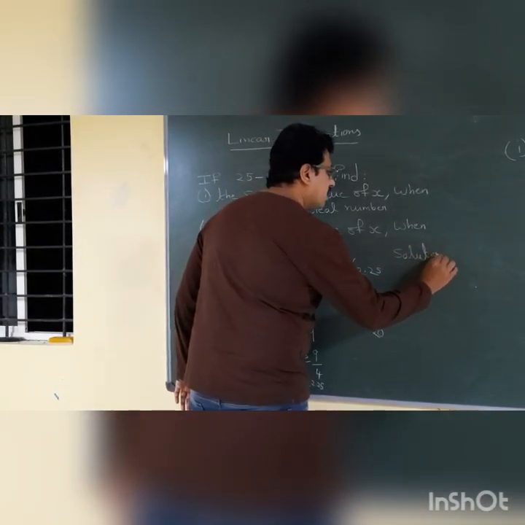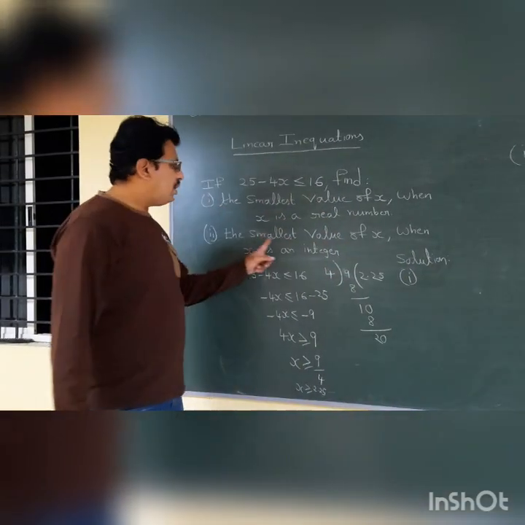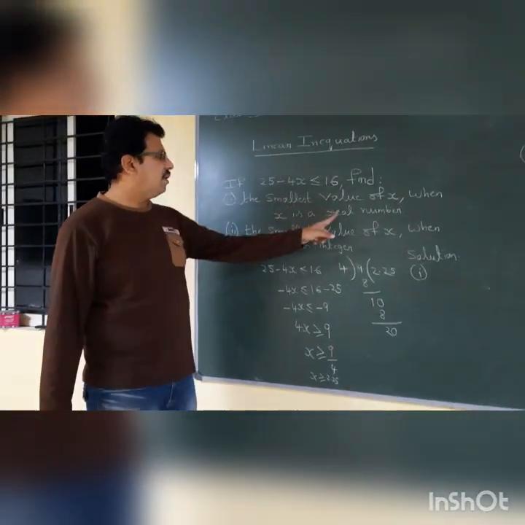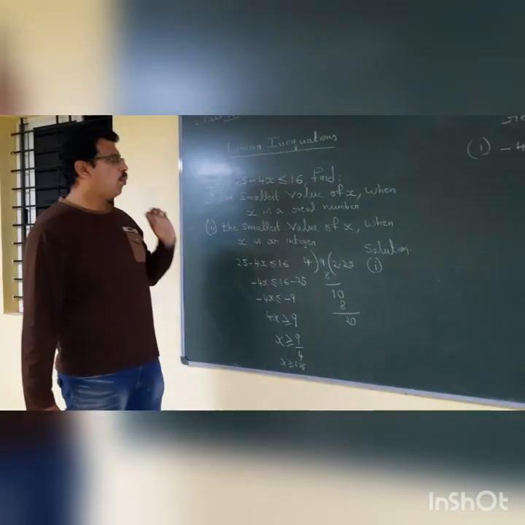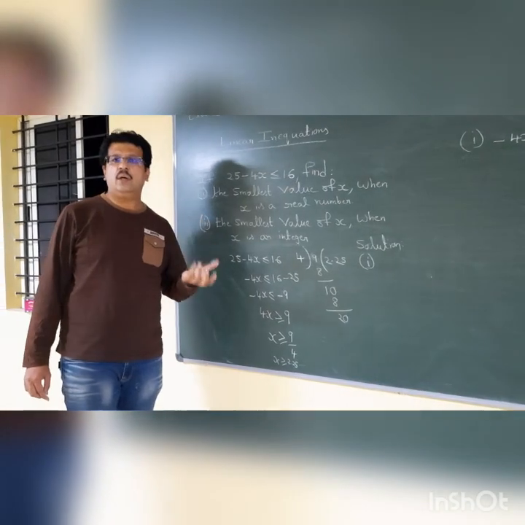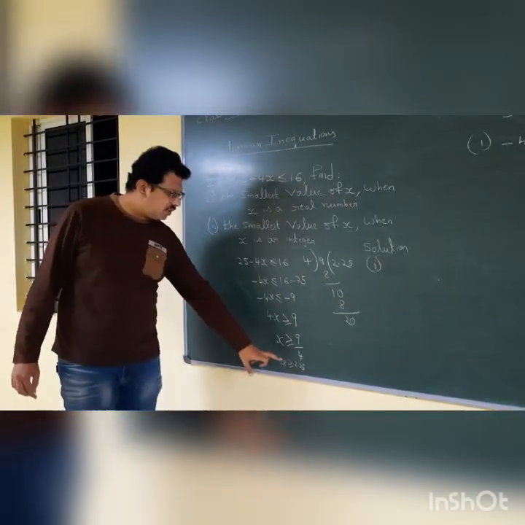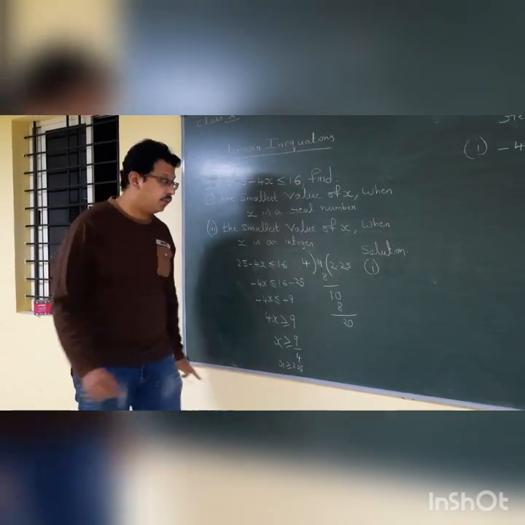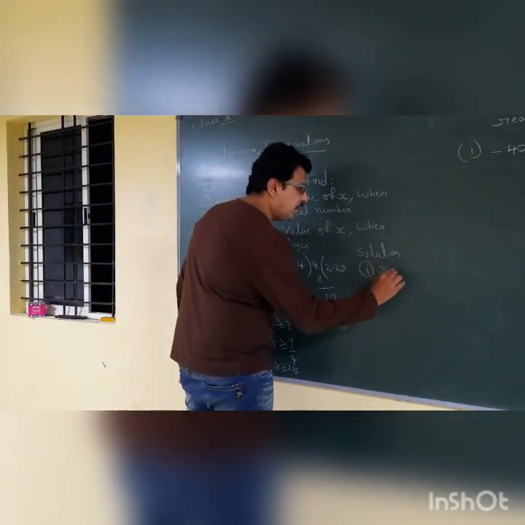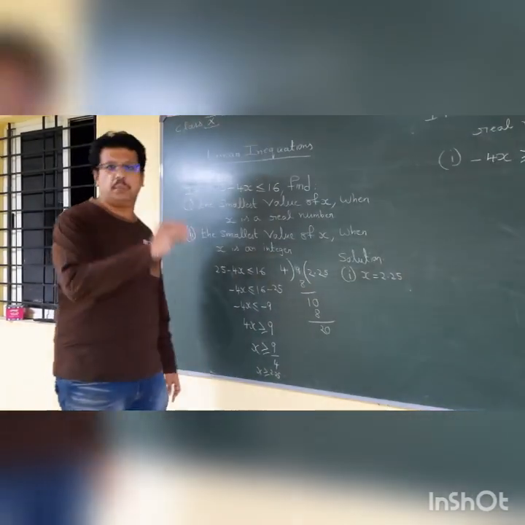Solution for this, first one. The smallest value of x when x is a real number. What is a real number? All of you have learned; I just explained it. It's nothing but both rational numbers and irrational numbers. So the smallest value, greater than or equal to, so x has to be equal to 2.25. So 2.25 is a real number.